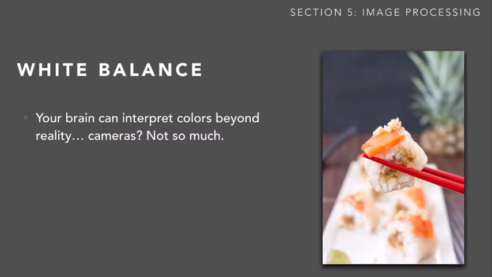But the camera is not doing that. So when we look at a two-dimensional picture, our mind isn't going to compensate for the weird white balance. It's just going to see what's in front of us. And this is why it's important to manage your white balance.